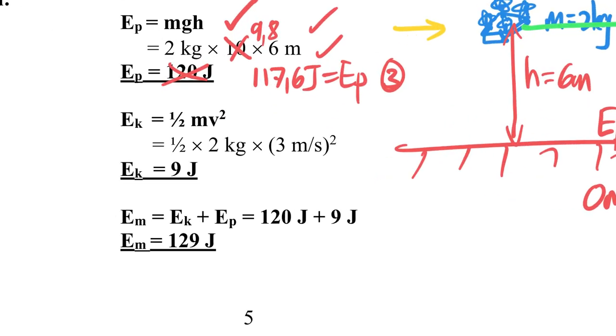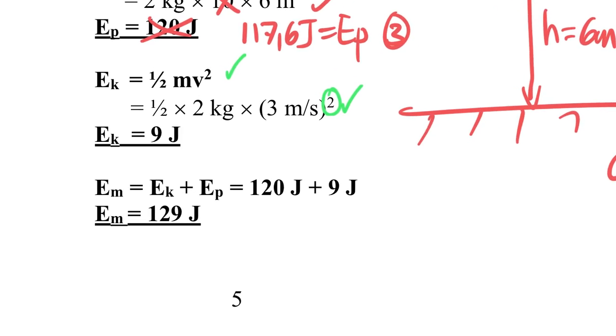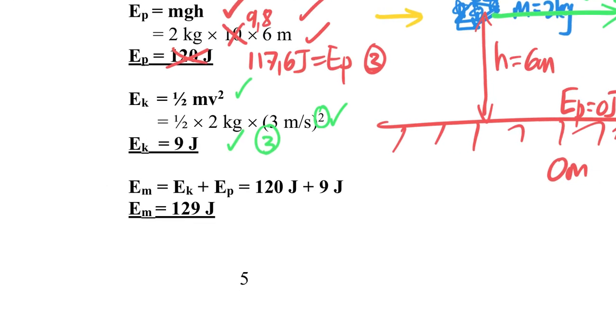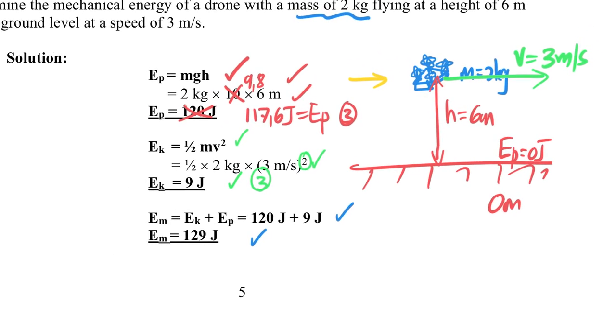We want to work out the kinetic energy. It's a half the mass, which is 2, times the speed squared. Don't forget the square. It's a common mistake to forget the square. So half times 2 is 1, and 3 squared is 9. So the kinetic energy is 9 joules. So that will also be 3 marks. And now what we're going to do is we're just going to add the 2 together. And so we therefore get that the mechanical energy is 129 joules.